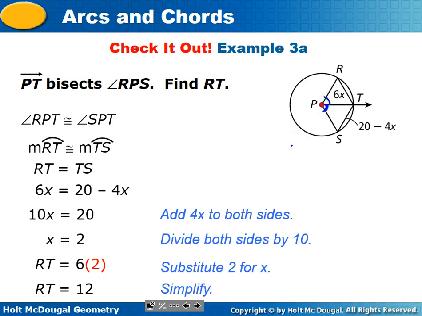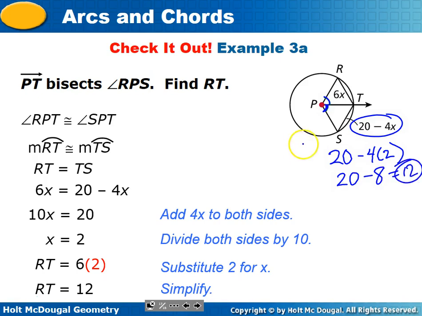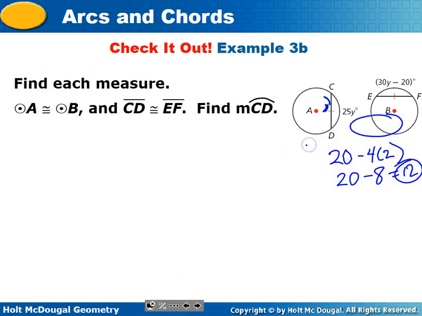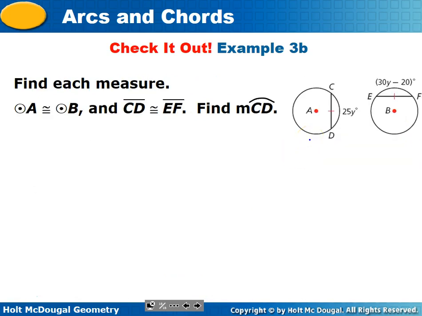And again, let's go ahead and do this over here just to do our check. So 20 minus 4 times 2, that would be 20 minus 8, that equals 12 as well. So again, a quick way to check your answers to see if they're correct. All right, so the next problem, the last one, go ahead and do this, and again, come back to me when you're done.